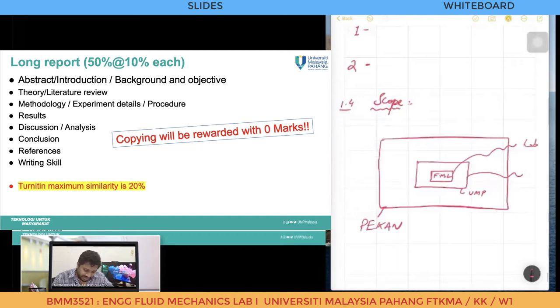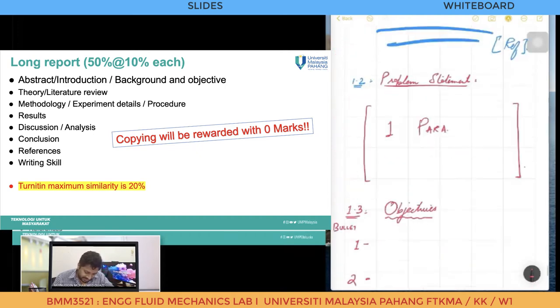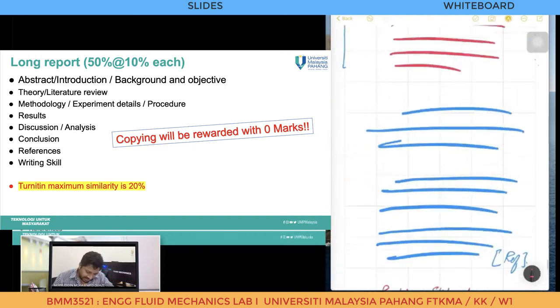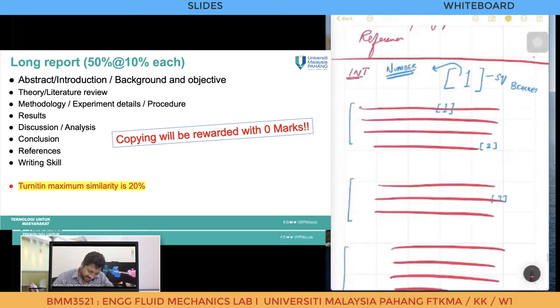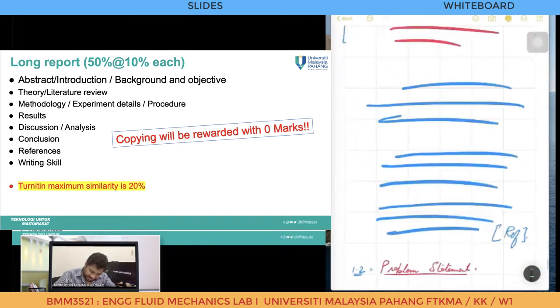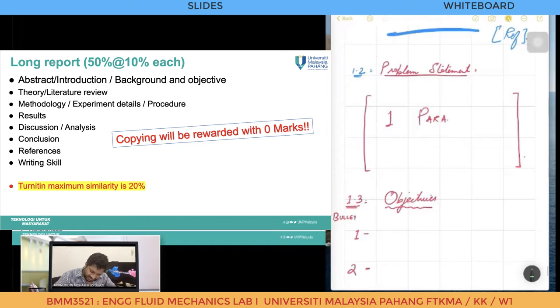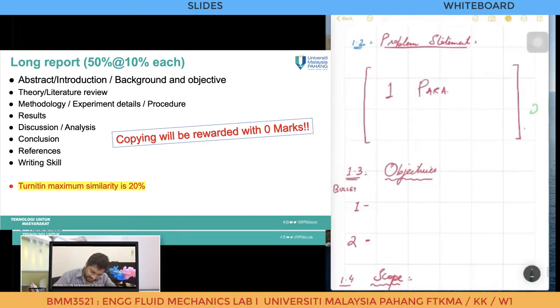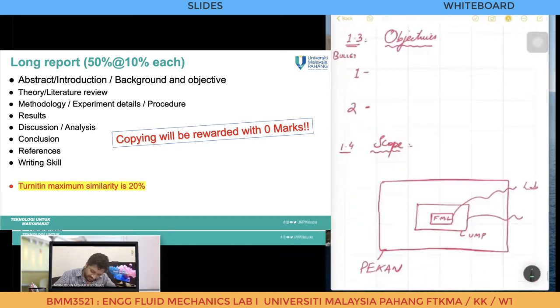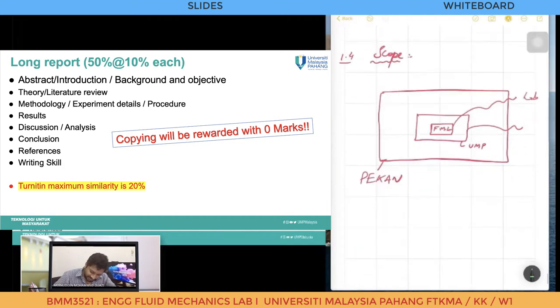So this is all about chapter number one. In terms of pages, this is page number one. Okay. Then objective, problem statement and scope in page number two. So page number two. Scope is paragraph based, okay? So you have to write a paragraph.